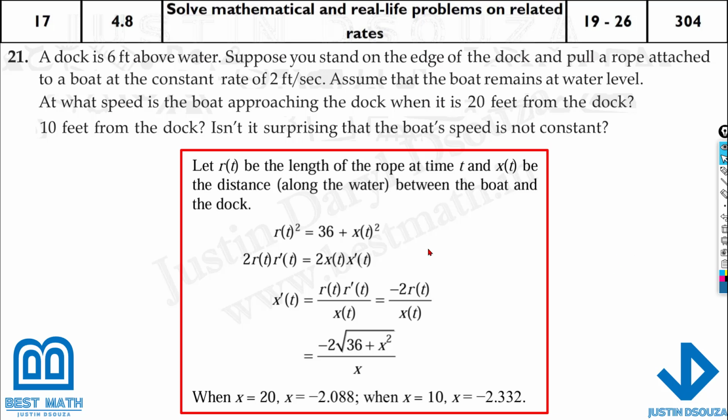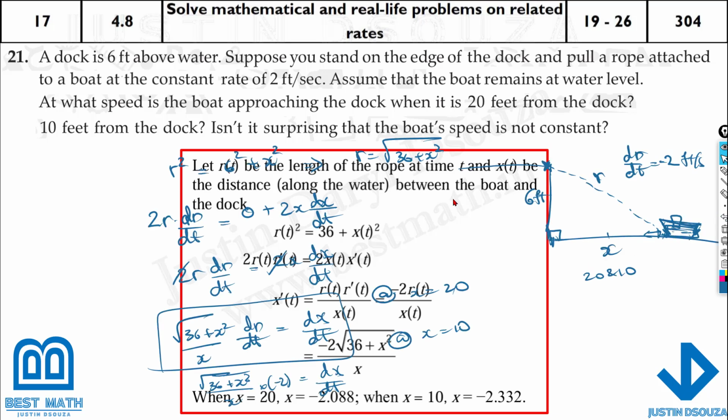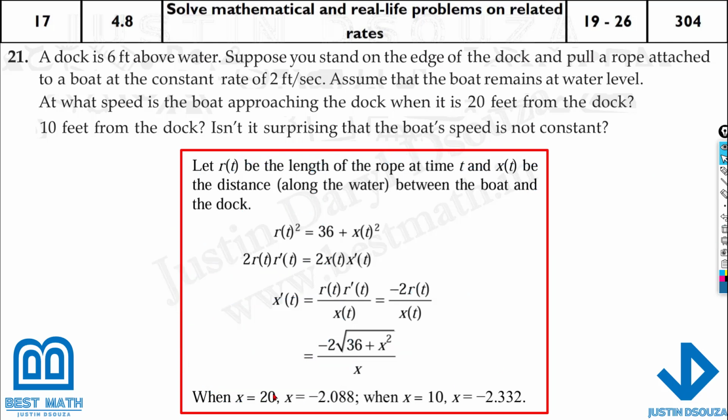It's negative because it's coming closer. See, this boat is moving towards the dock. And here we are getting at 20, x is minus 2.088, and here minus 2.332.